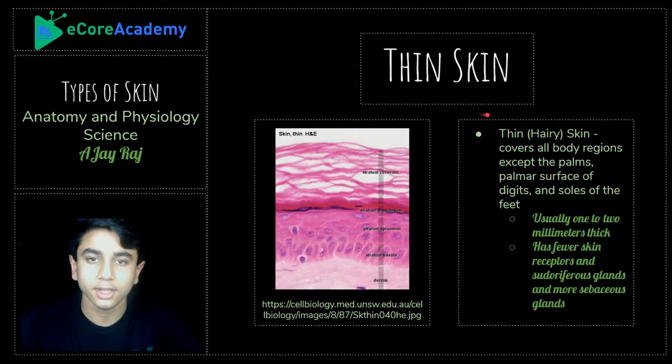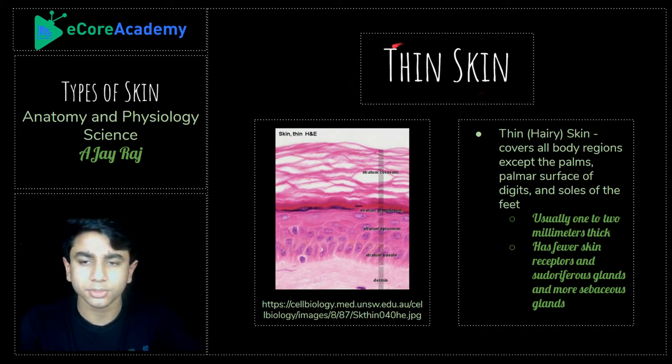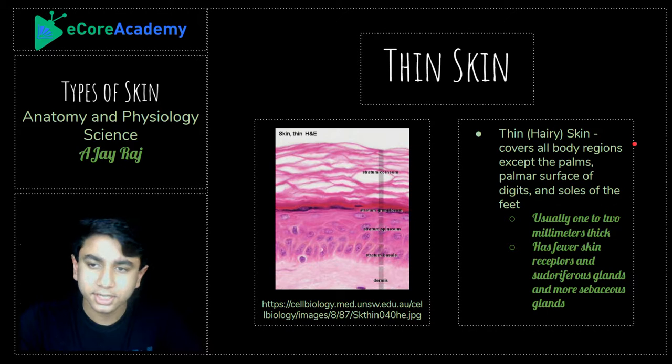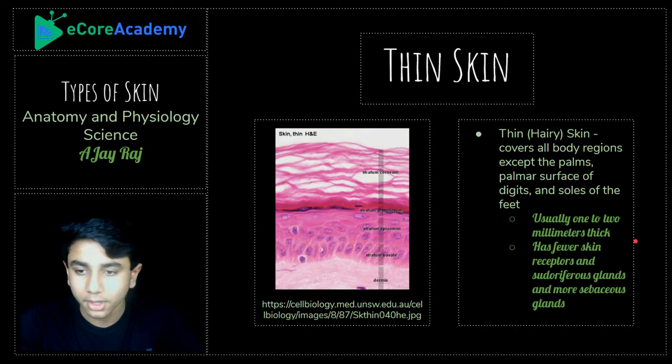So thin skin is very common throughout the body, and it's much more frequently found. Thin skin is basically the polar opposite of thick skin. It's thin and hairy. It's called thin, hairy skin. So it is hairy skin and it's also thin. And the main difference graphically is that thin skin is much thinner when you're looking at it on a measurement standpoint, and thick skin is definitely thicker.